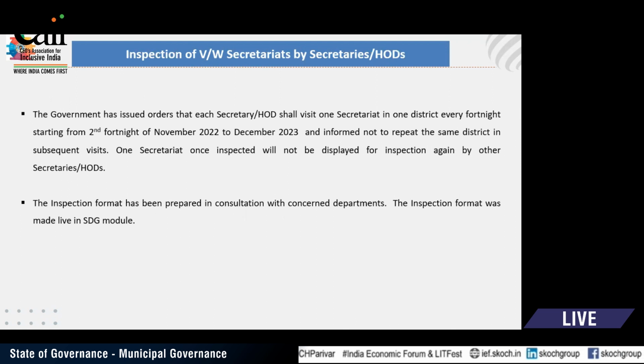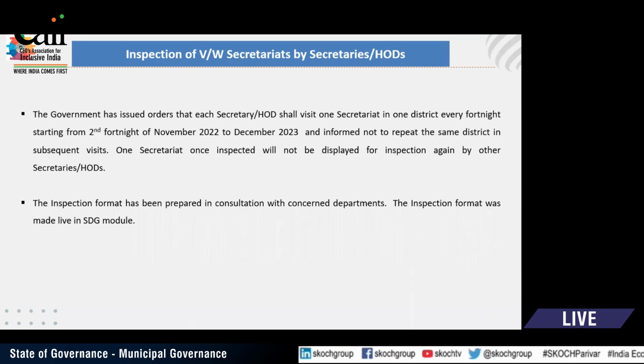Government has another part of monitoring. The government has issued a GO for all the secretaries and HODs of all the government departments to conduct inspection in villages. These secretaries will choose a village every fortnight, based on a district. The district will not be repeated.